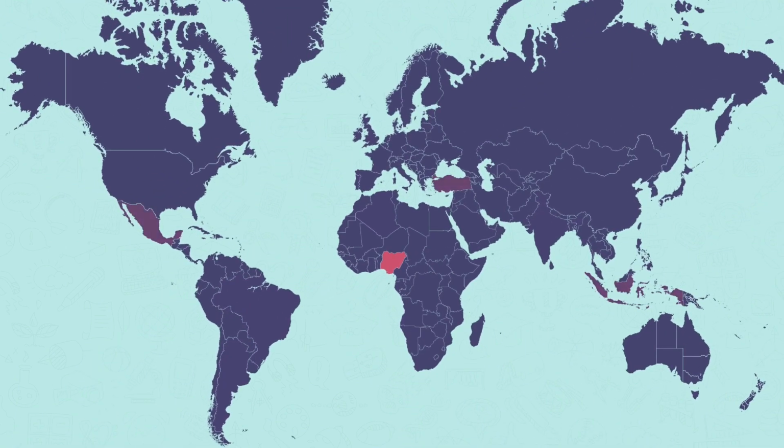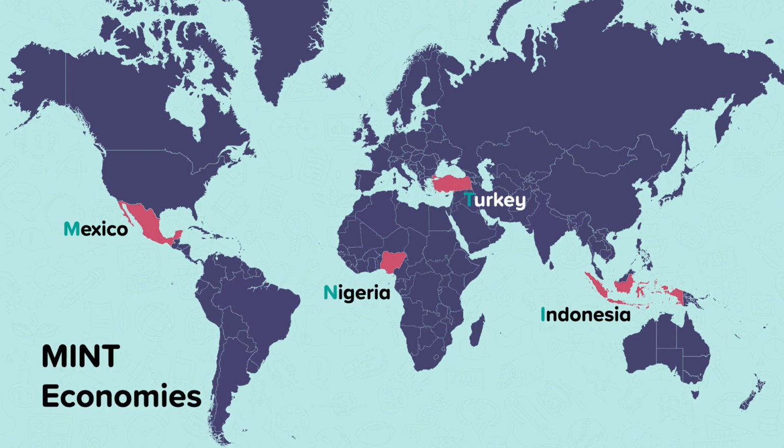The countries of Mexico, Indonesia, Nigeria and Turkey have been known as the MINT economies by economists since 2013. It is an acronym used to identify countries with rapidly growing economies and large populations, amongst other similar characteristics.